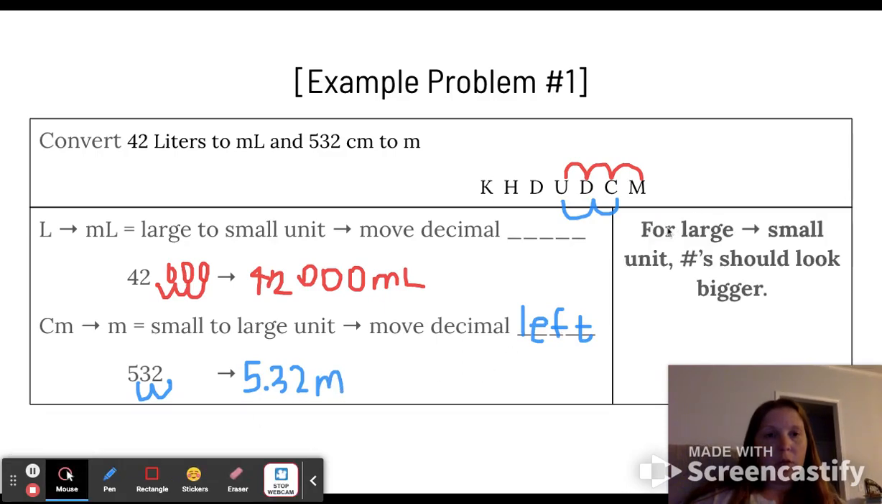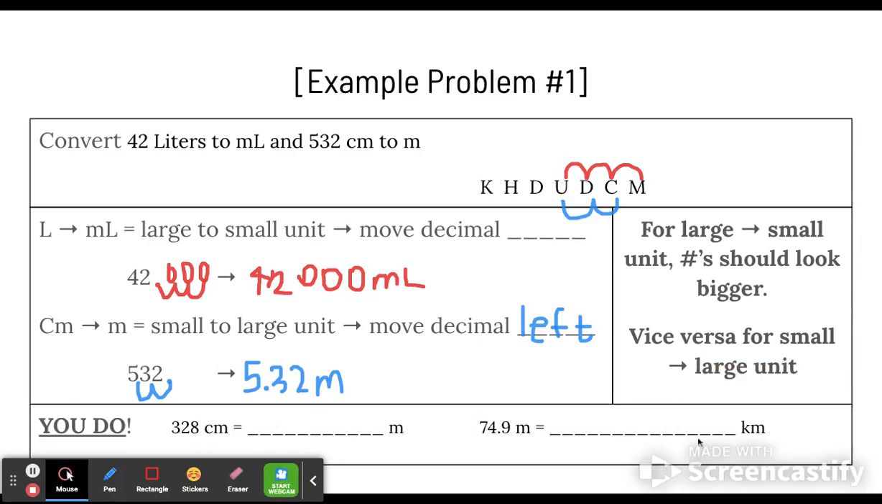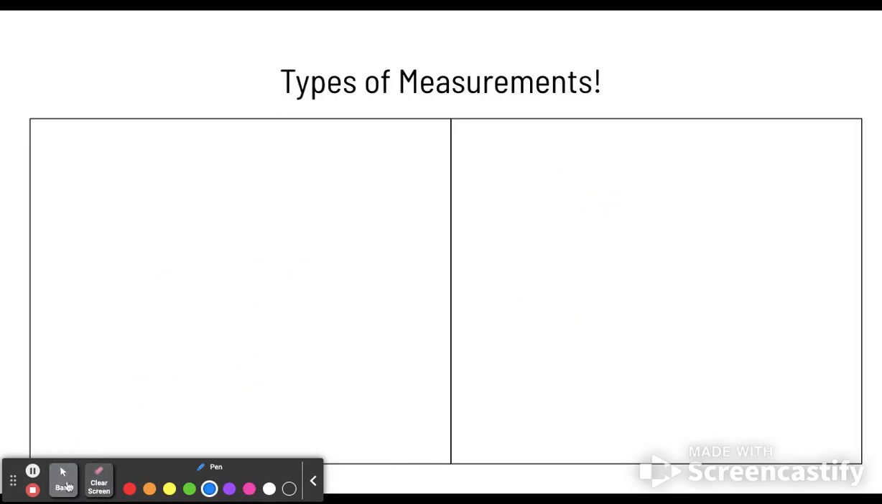Okay, so when you look at this for a large to small unit, remember your number should look bigger, which it does, 42 versus 42,000, and vice versa for small to large. So we're going to a larger unit, my number should look smaller, which it does here. So now you need to pause the video really quick and try these 2 examples. Oh, let me clear off this screen.